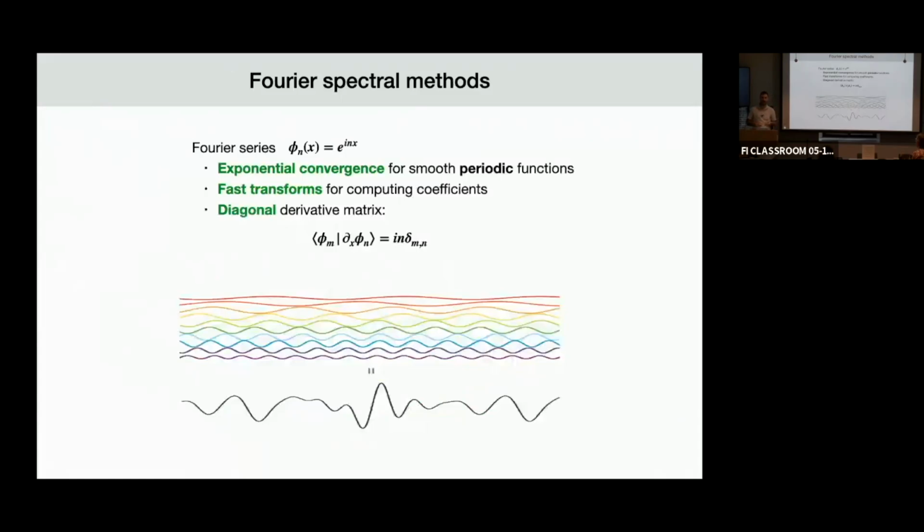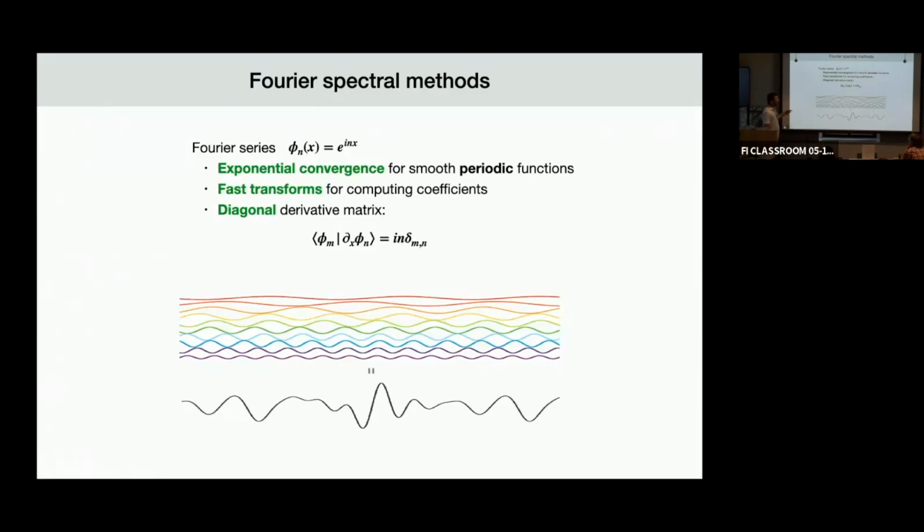Okay, so the classic spectral method is a Fourier method. So this is just for solving a problem on a periodic domain. So Fourier series, our test functions are just complex exponentials, and this gives us exponential convergence for functions that are periodic and smooth. There's also a few other nice properties. So the Fourier series comes with the FFT, so we can quickly go between the Fourier coefficients of a function and its values on a grid, and we'll use that to compute nonlinear terms.